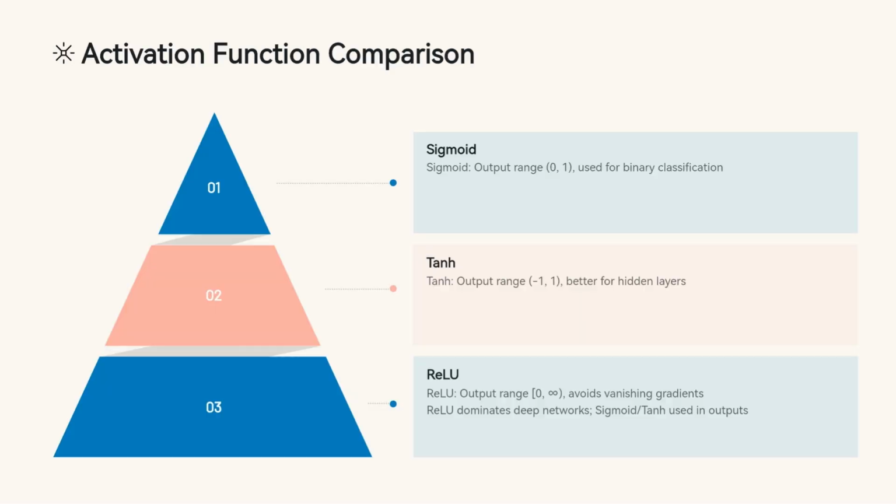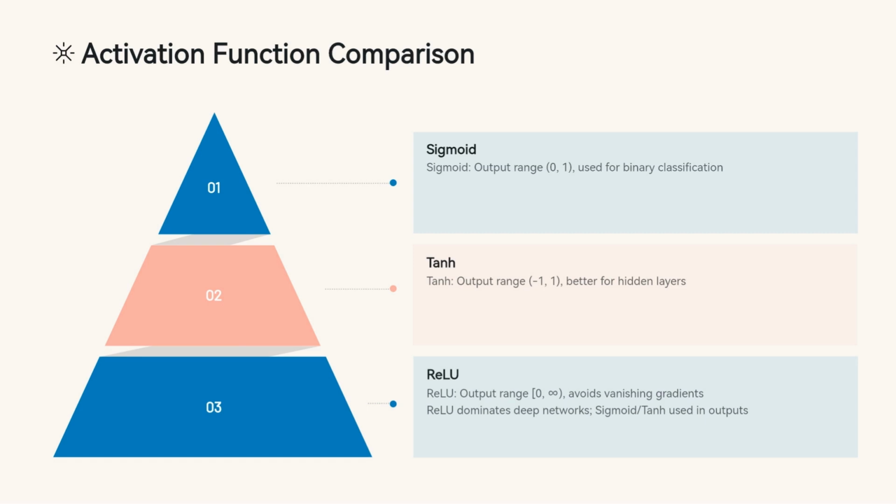Let's summarize the differences between Sigmoid, Tanh, and ReLU. Sigmoid is commonly used for binary classification tasks where the output is between 0 and 1, making it ideal for probabilistic predictions. However, its vulnerability to the vanishing gradient problem can slow training in deep networks.